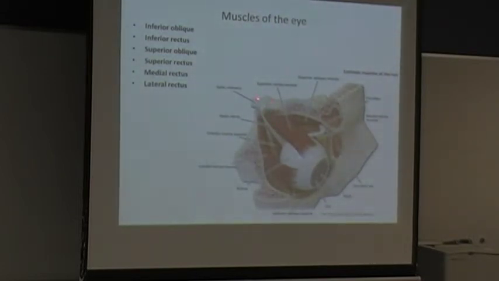So to identify them, I always go through the rectuses first because they're the straight ones. The one on the top of the eye is superior rectus. You can't really see it well, but the one you can see the muscle here, that's inferior rectus. It's going to the bottom of the eye.